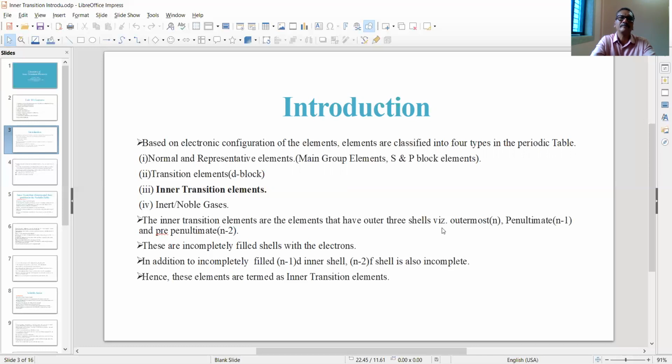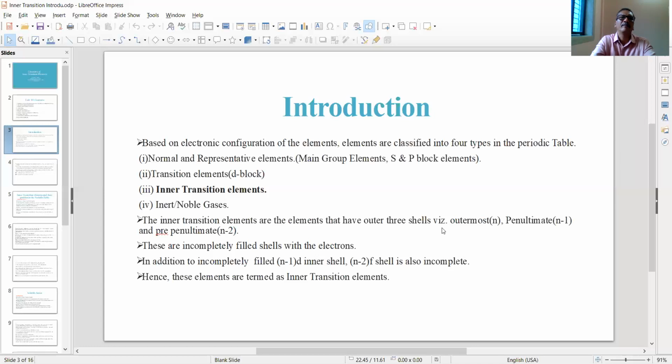the electrons. Based upon the electronic configuration, the elements are classified into 4 different categories. One is the normal and representative elements, which are called the main group elements, the s and p block elements. The second type is the transition elements, which are called the d block elements, which are placed between the s and the p block. The s block elements are placed at the left hand side, the p block elements at the right hand side. The s block elements are strongly electropositive, the p block are electronegative.